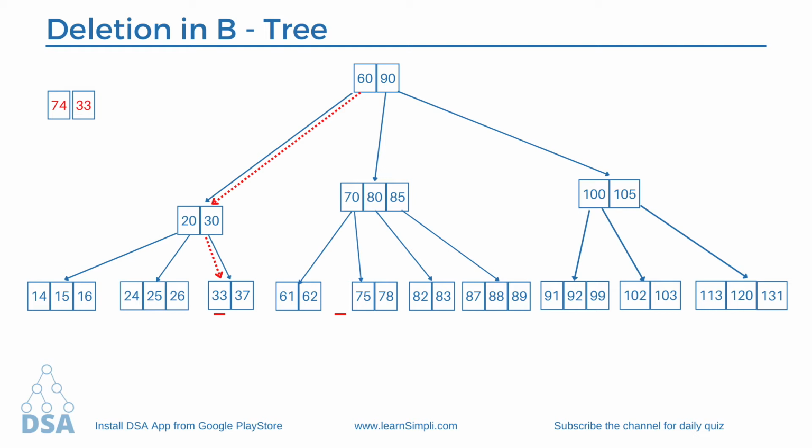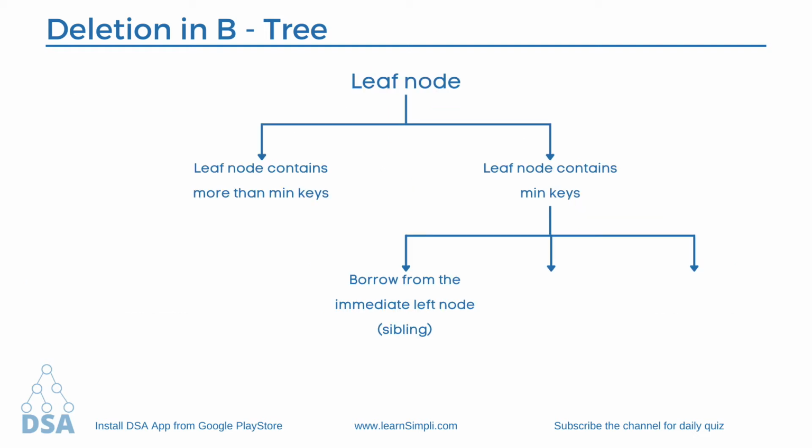Why? Because if we delete this key, the remaining key in this node will be 1, and that will violate the property of the B tree. The property of the B tree says every node in a B tree has a minimum of 2 keys except the root node. In such cases, we get 3 possibilities. First one, the node can borrow a key from the immediate right node or immediate left node if the immediate left or right node has more than the minimum number of keys.